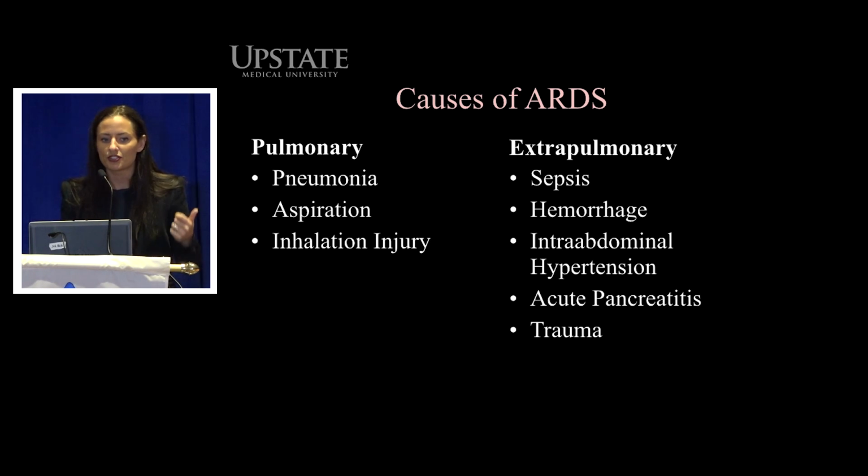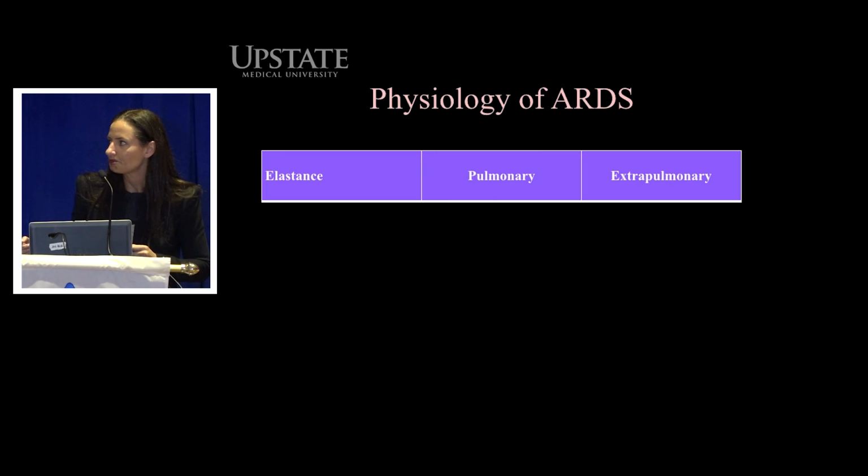This can be inhalation injury, aspiration, pneumonia. Extrapulmonary ARDS is anything that secondarily impacts the lung, and this is any combination of sepsis, trauma, hemorrhage, intra-abdominal hypertension, anything that's going to increase the intra-abdominal pressure and tense up the diaphragm, anything that increases chest wall edema can always be considered an extrapulmonary ARDS.